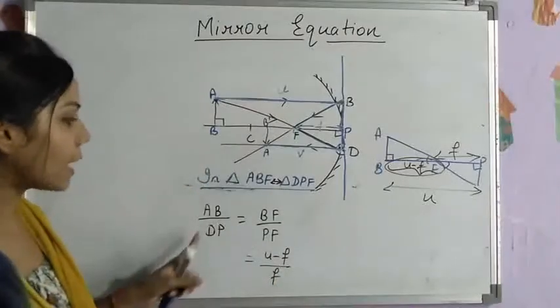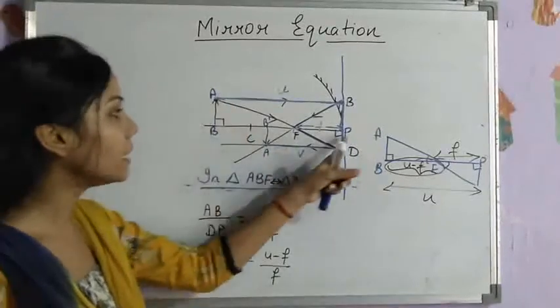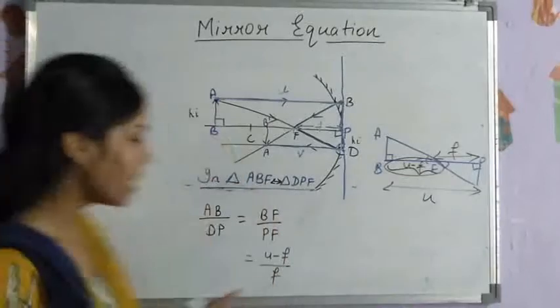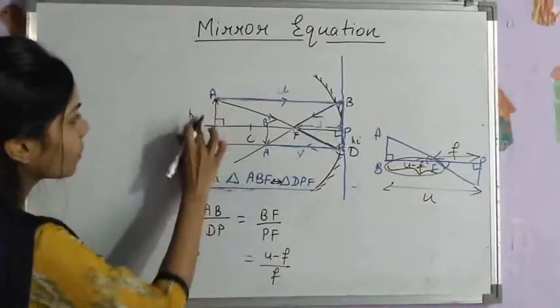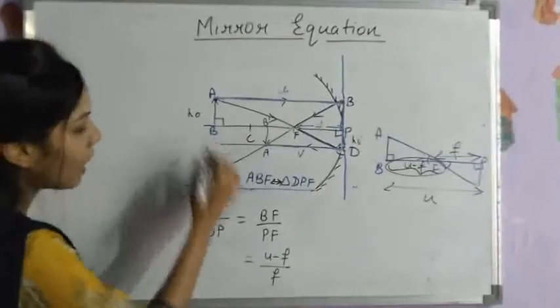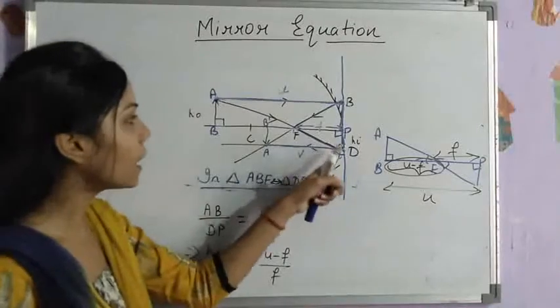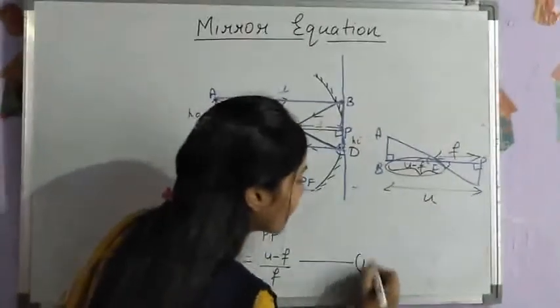Now looking at the left hand side ratio, AB and DP. AB and DP is nothing but the height of object and height of image. So instead of AB and DP, we will write here AB is height of object, and DP is the height of image. This is our equation number 1.